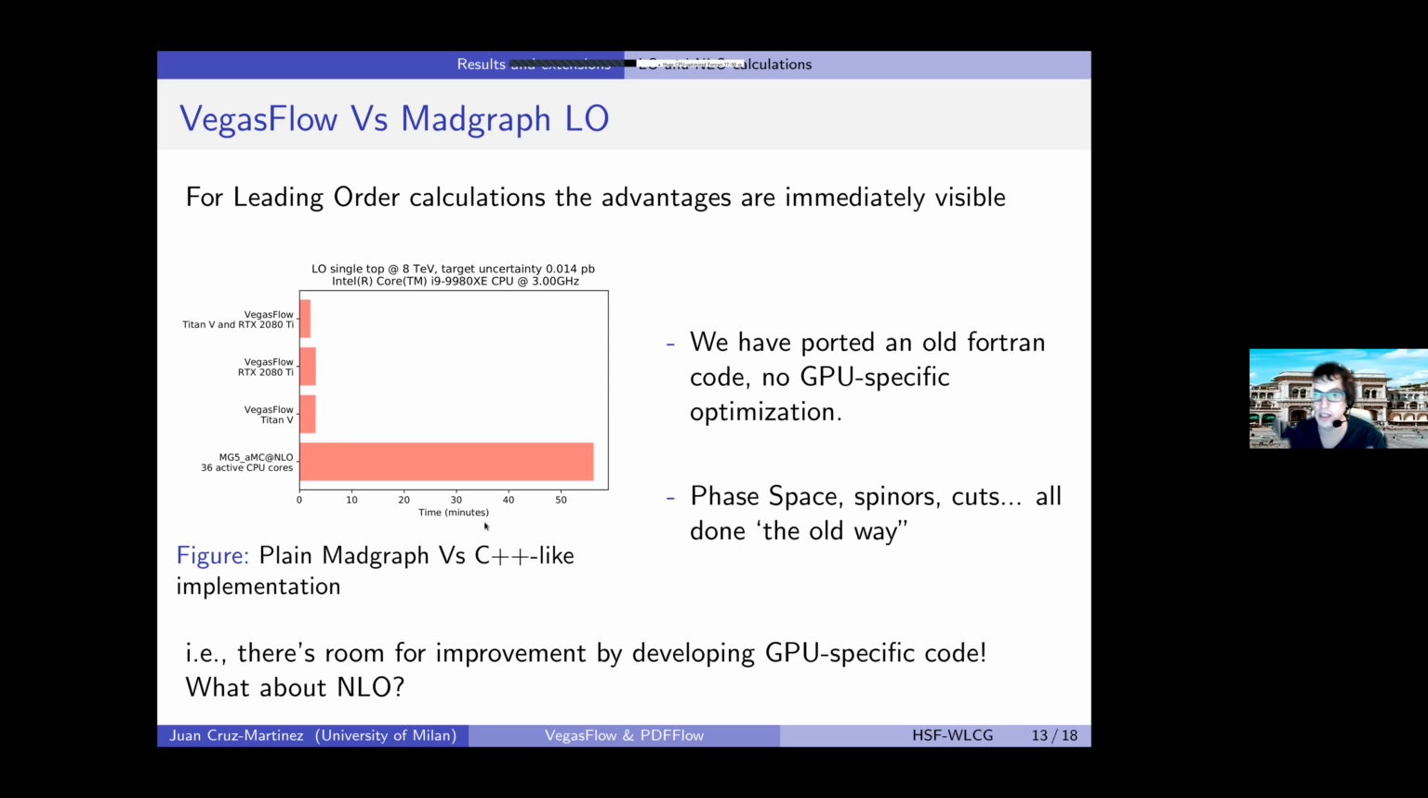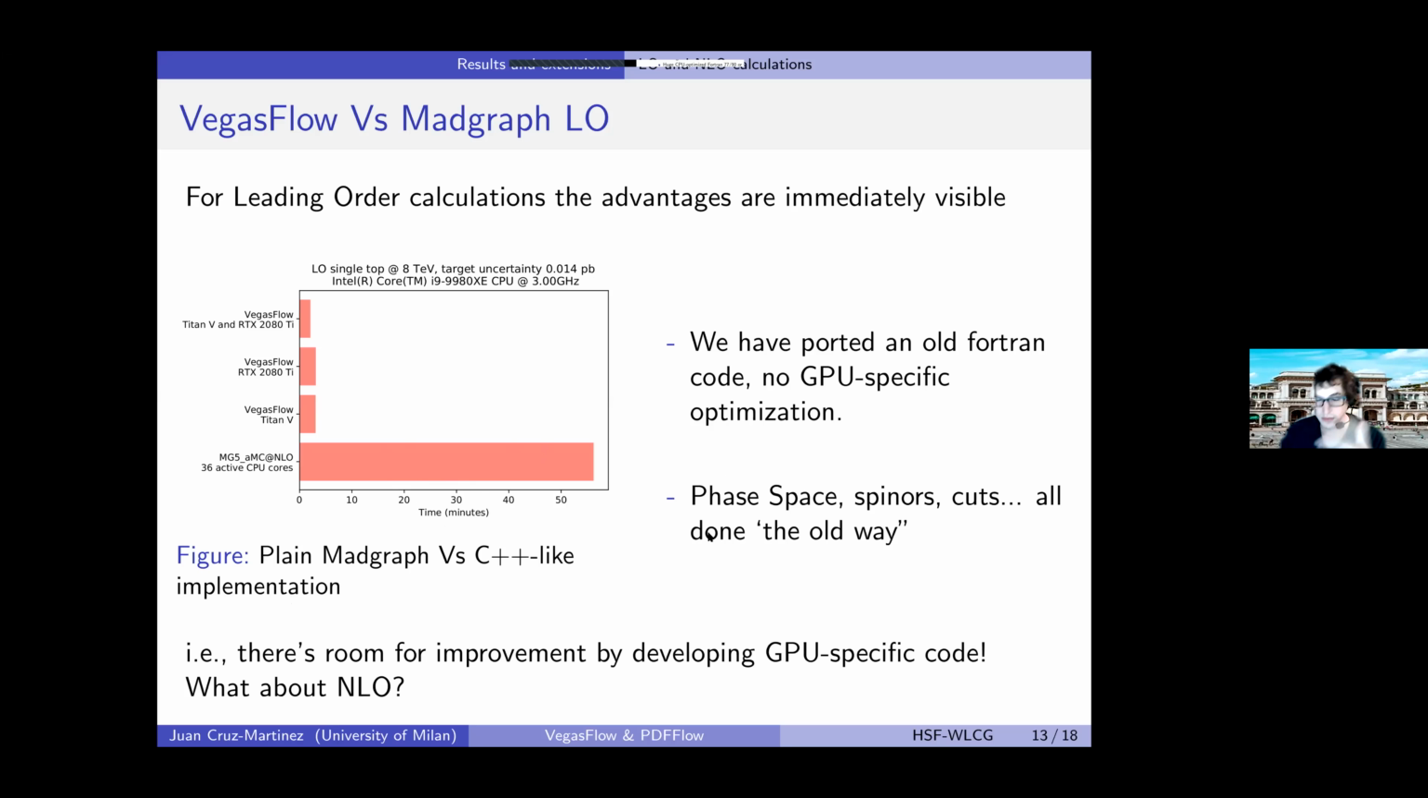And then we compare with MadGraph. The reason we chose MadGraph is just because it's very easy to produce any new process, and then you get the multi-threading for free that we would have had to implement in the old Fortran code. And we see obviously a huge improvement in time to get the same target accuracy.